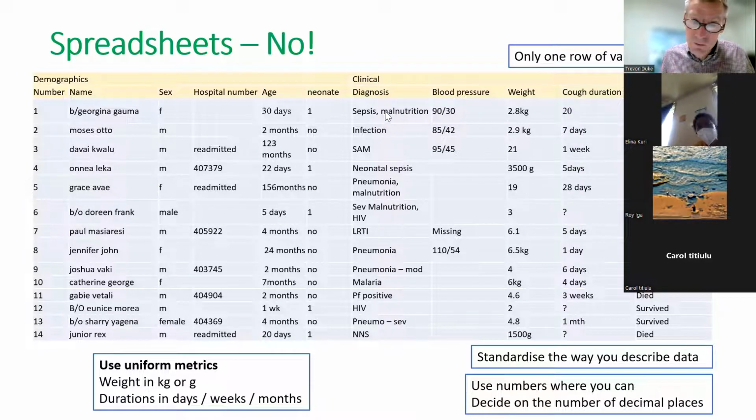Here for diagnosis, they put multiple diagnoses in the one column. Sometimes they put severe malnutrition, sometimes they put SAM. So they've described the same thing in different ways, and that's just not analyzable. Similarly with outcome, there's survived, discharged, DC sometimes. So it's using different metrics and different ways. You need to standardize the way you describe all your data and use numbers where you can.